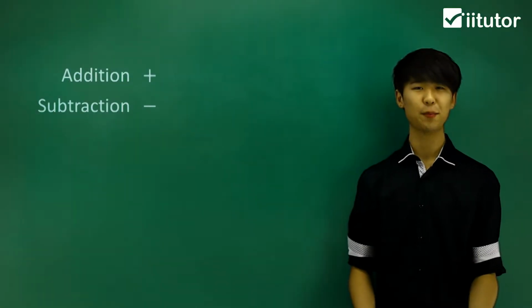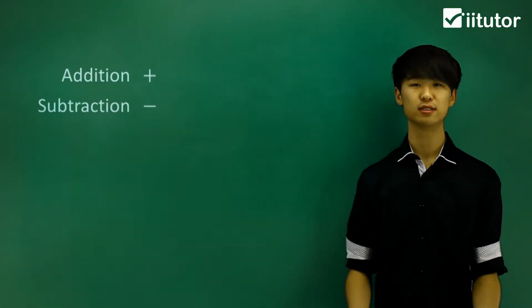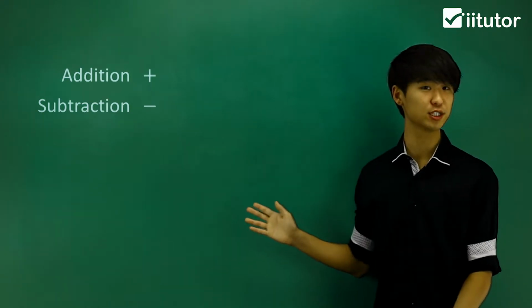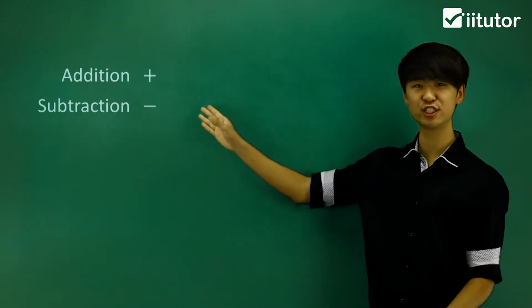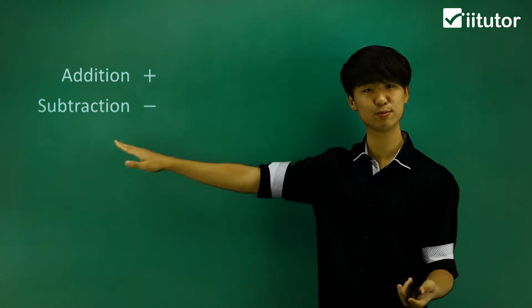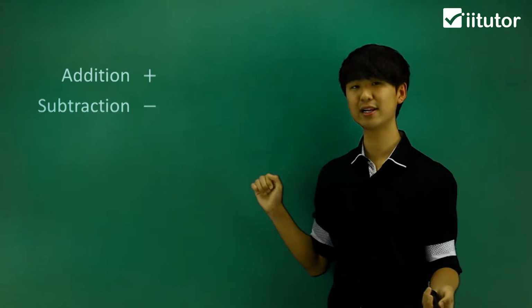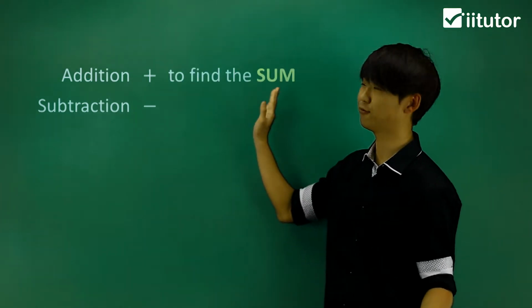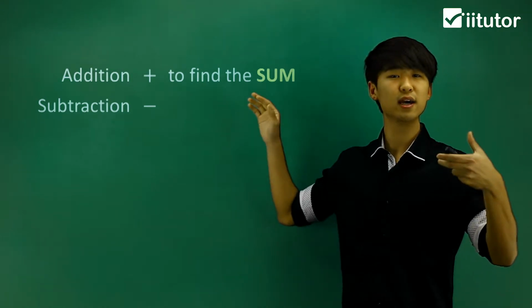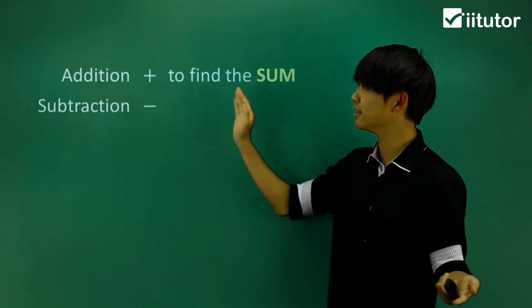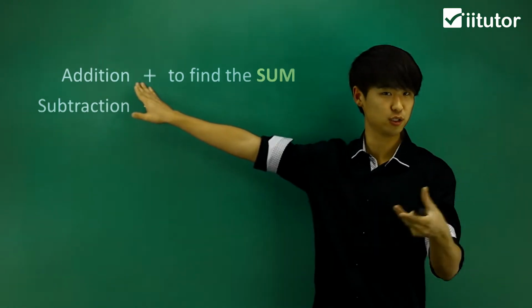We're going to be learning about addition and subtraction, and also about the terms that are involved when we use addition and subtraction. Addition, hopefully we already know this, is this little plus sign, and subtraction is the minus sign. When we use addition, we use the term "find the sum." So when I say, let's find the sum between 6 and 10, then we are doing the addition of those two numbers.